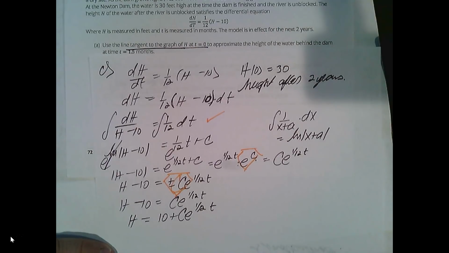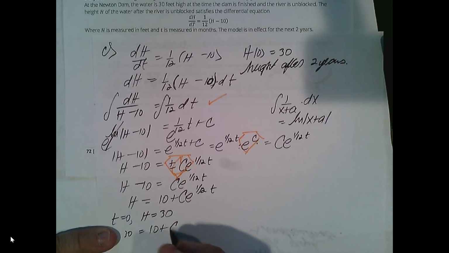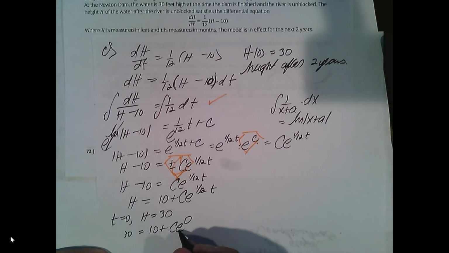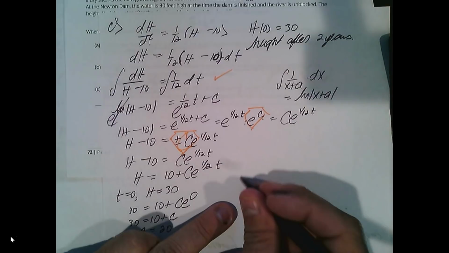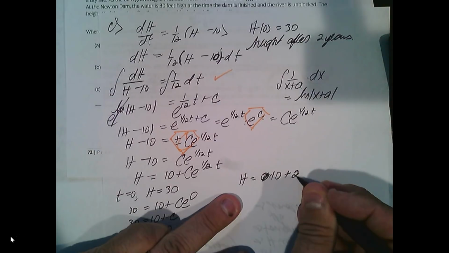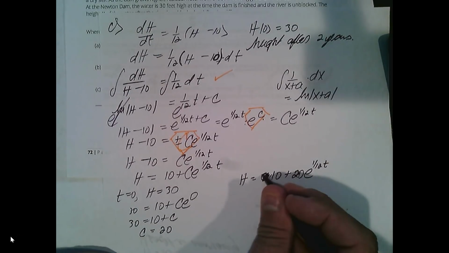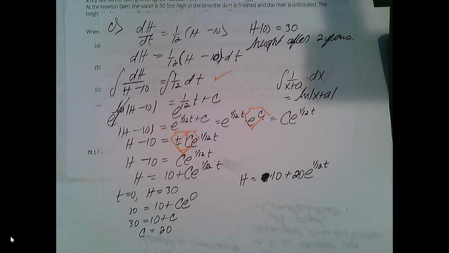We're almost done. Remember, there's an initial condition: when t equals 0, h is equal to 30. Plugging everything in, we get 30 equals 10 plus C e to the 1/12 of 0. That's still 0. e to the 0 is 1, and you get 30 equals 10 plus C. So C is 20. Final answer: h equals 10 plus 20 e to the 1/12 t. Sorry, that's so ugly.